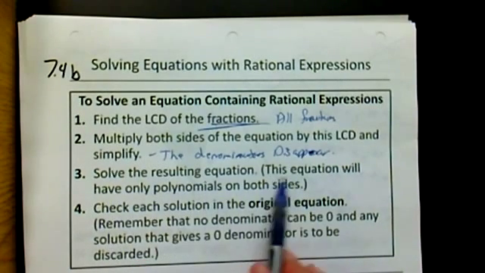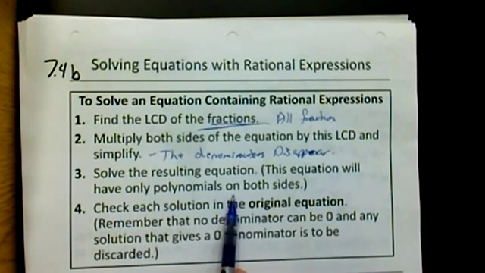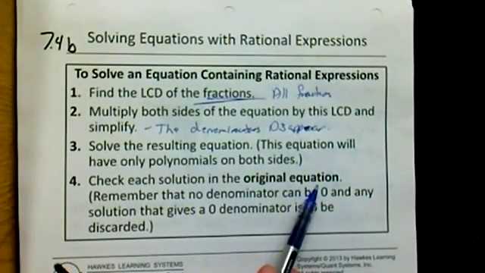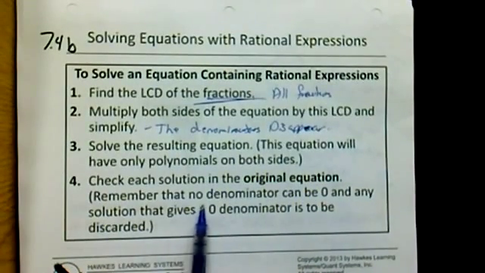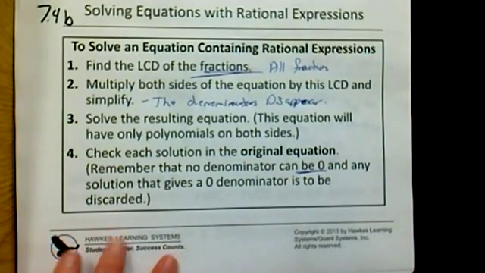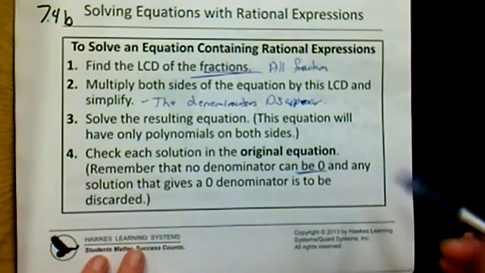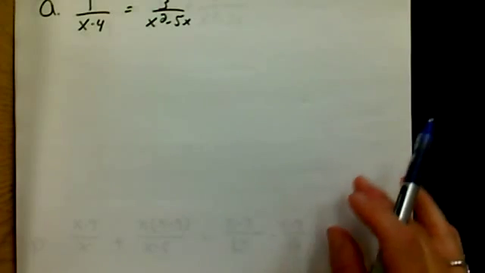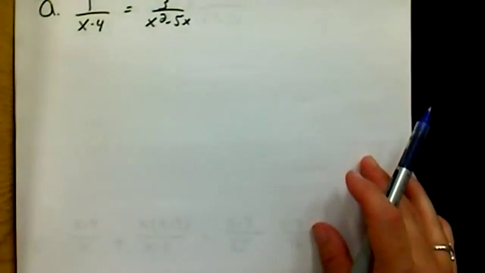Solve the resulting equation. This equation will have only polynomials on both sides. Again, no denominators. Check the solution in the original equation. Remember that no denominator can be 0. So if you get a number and it makes one denominator in any of the fractions you have become 0, you've got to kick that answer out. It cannot be used. So make sure you discard it, get rid of it so it's not there. So that's our main piece to this.